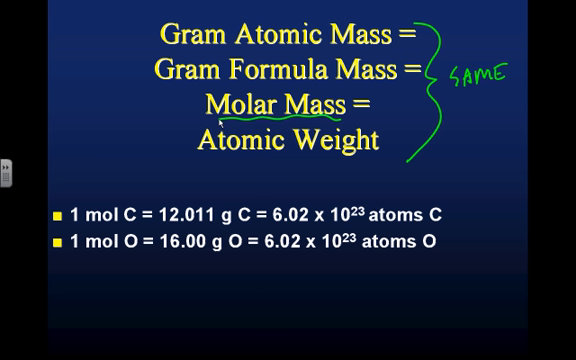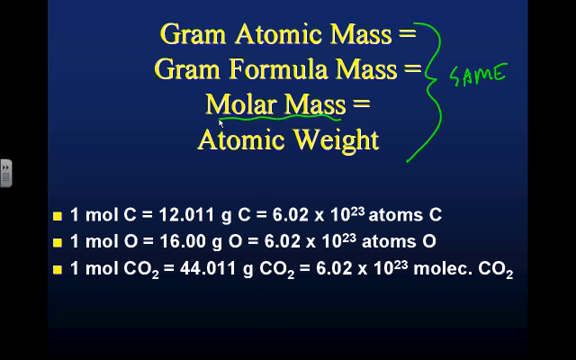What if it were CO2? What does it say for CO2 on your periodic table? It doesn't. So what do you do there? Add them up, whatever you need. You just put the puzzle pieces together. So if it were 1 mole of CO2 that was being talked about, that would be 44.011 grams of CO2, which is the mass of 1 carbon, 12.011, plus 2 oxygens, which is 16 times 2, which comes to that number. Or you'd have 6.02 times 10 to the 23rd molecules of CO2, or a mole of CO2.